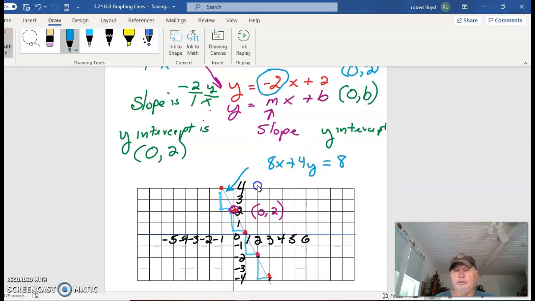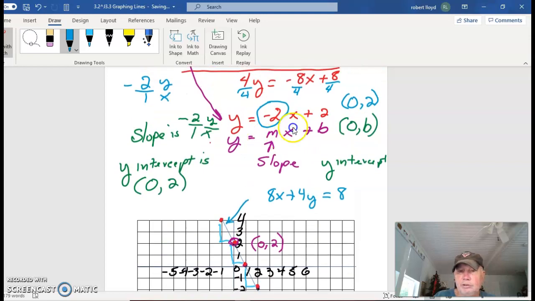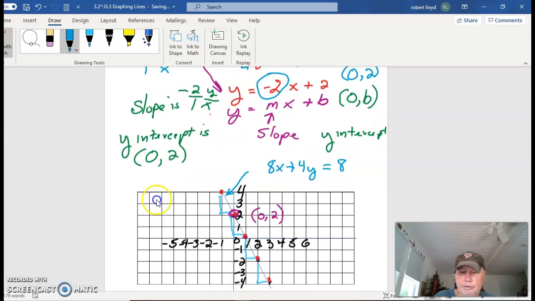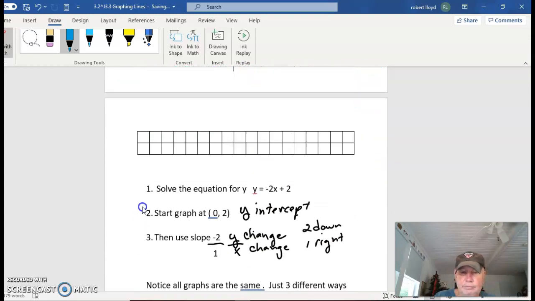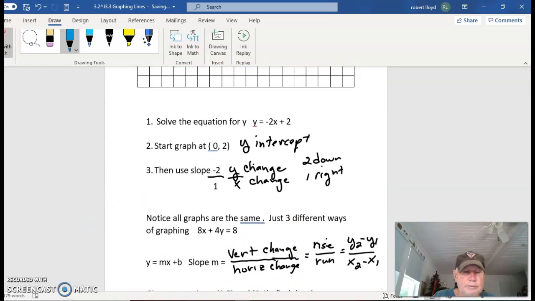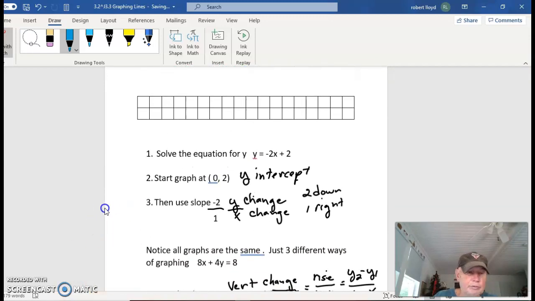So those are the 3 ways. We can make a table, we can use the intercepts, or we can solve the equation for y and use the slope-intercept method. So we will come back for the rest of it because I don't want to make these too long.